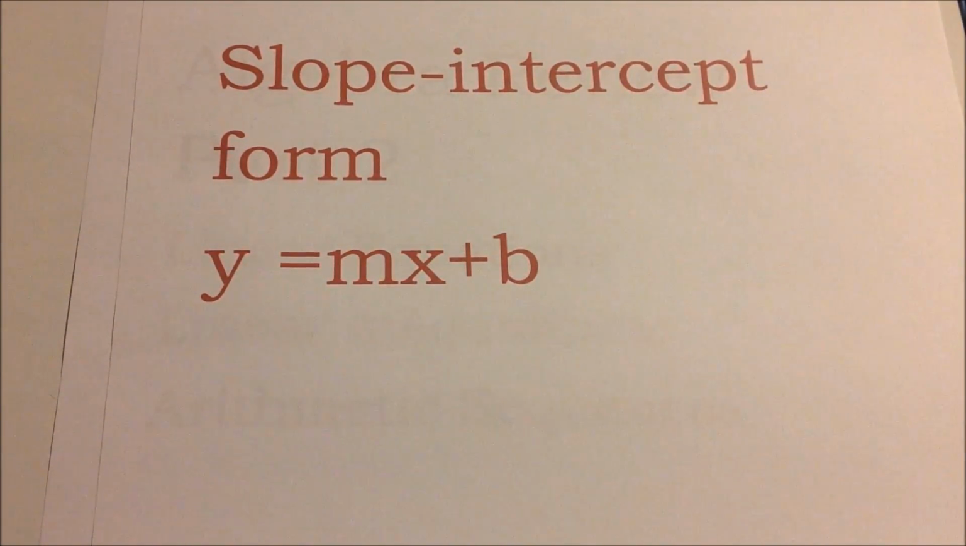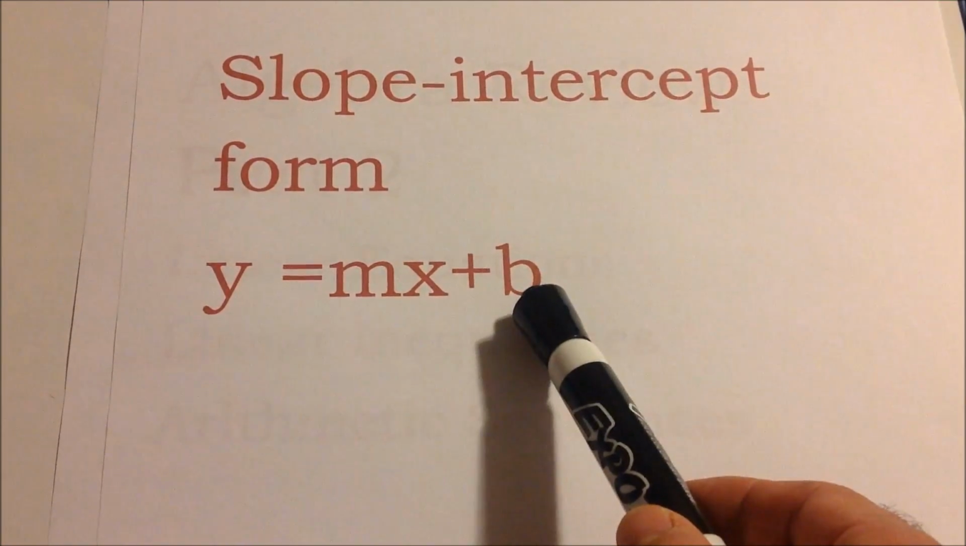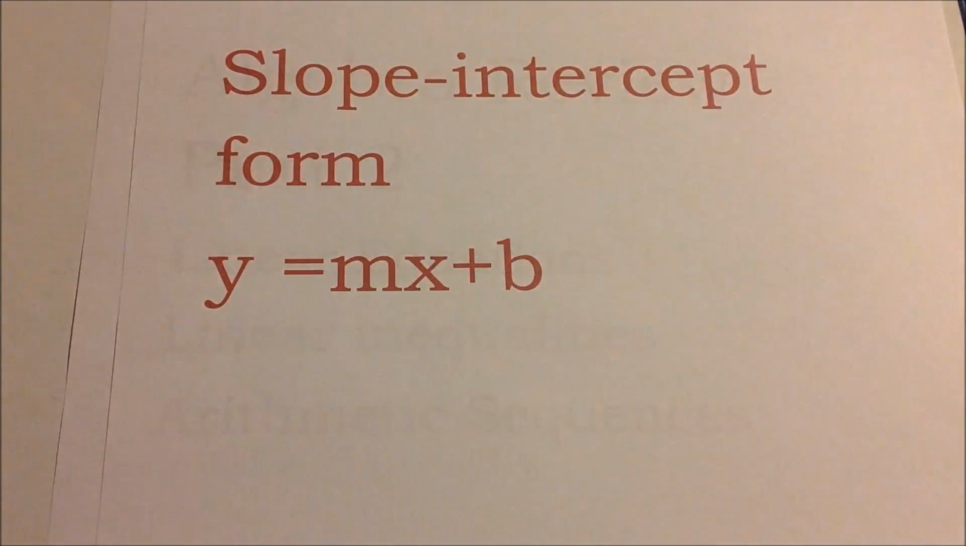And here we have it. We have y equals mx plus b. M is the slope, and b is the y-intercept. So that's where the line crosses, and this is the slope. This is the rise over run.